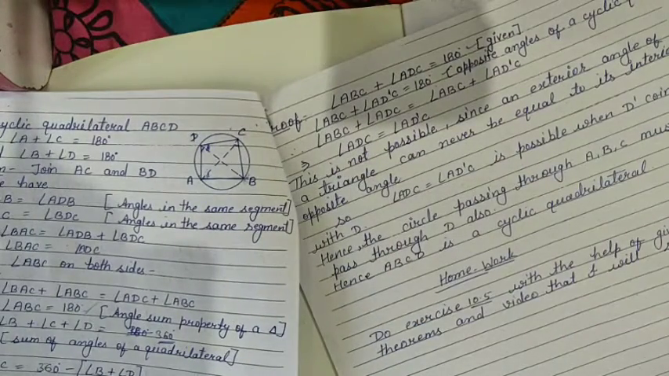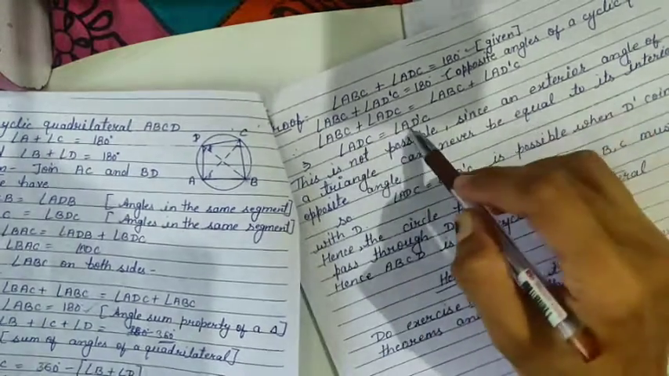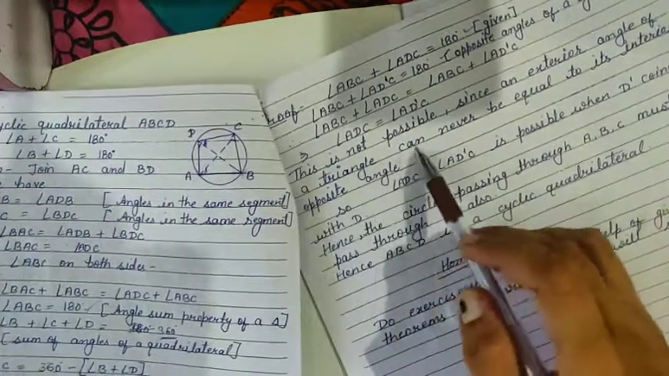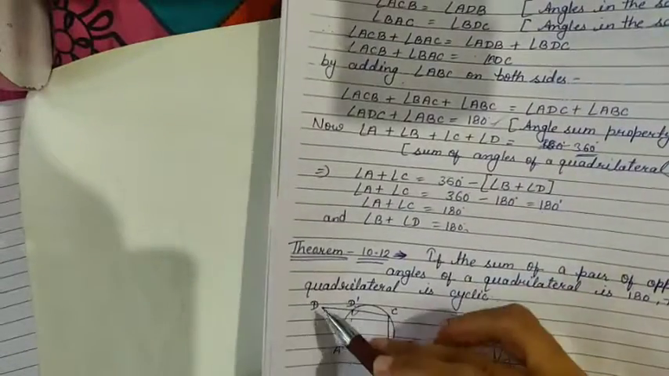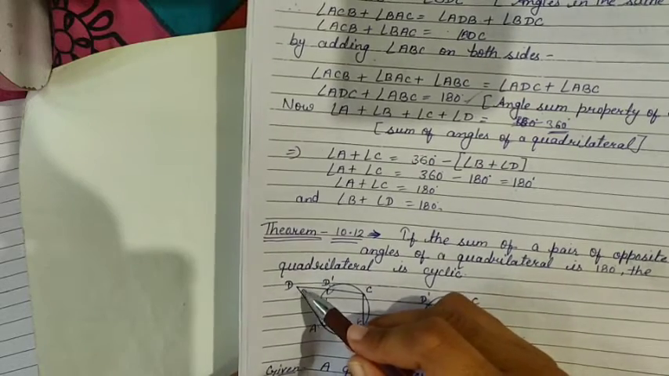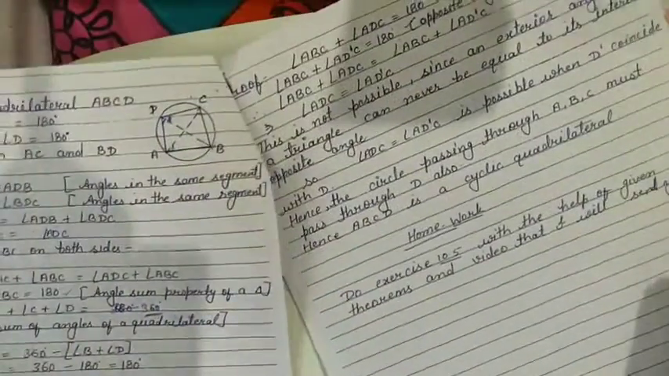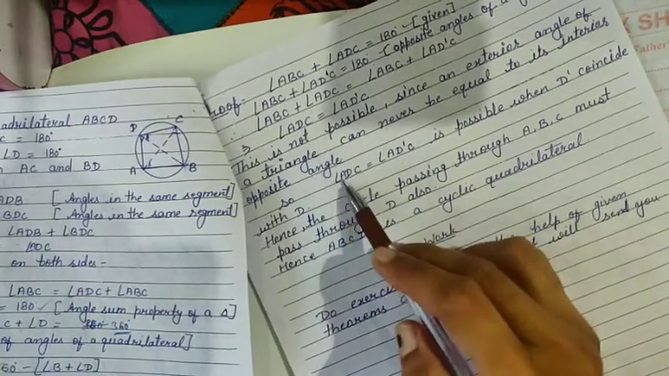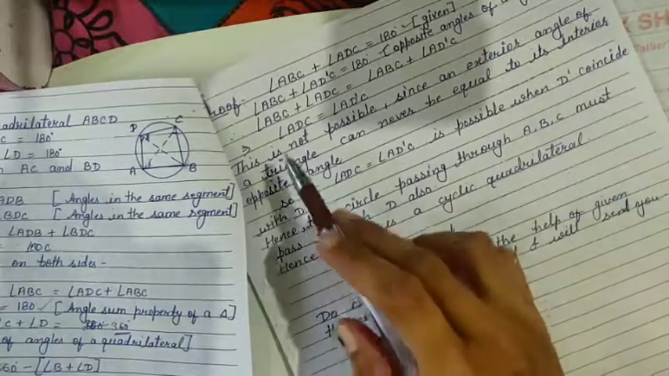ABC is the same on both sides of this equation, so angle ADC equals angle AD dash C. But this is not possible, since an exterior angle of a triangle can never be equal to its interior opposite angle. Here, angle ADC is the interior angle and angle AD dash C is the exterior angle of a triangle. So an exterior angle of a triangle cannot be equal to its interior opposite angle. So angle ADC equals angle AD dash C is possible only when D dash coincides with D.